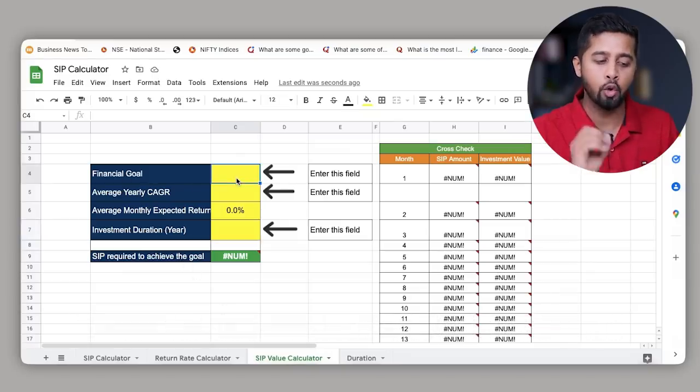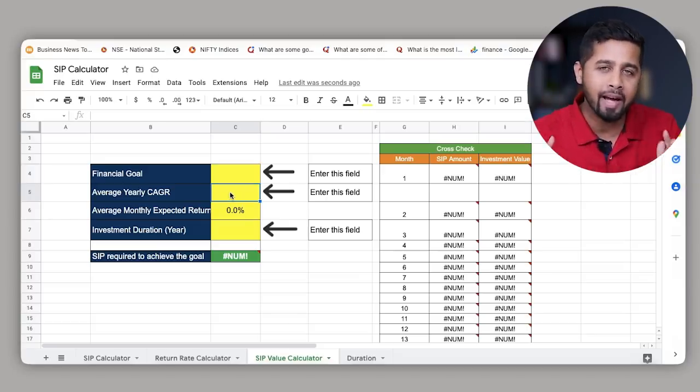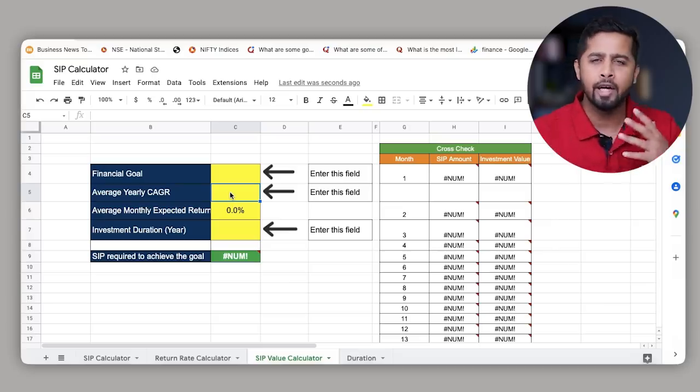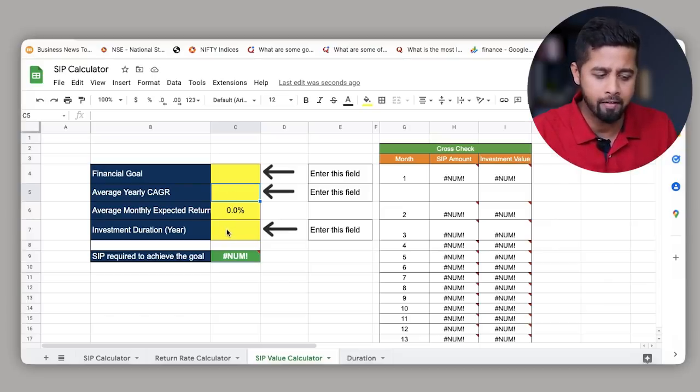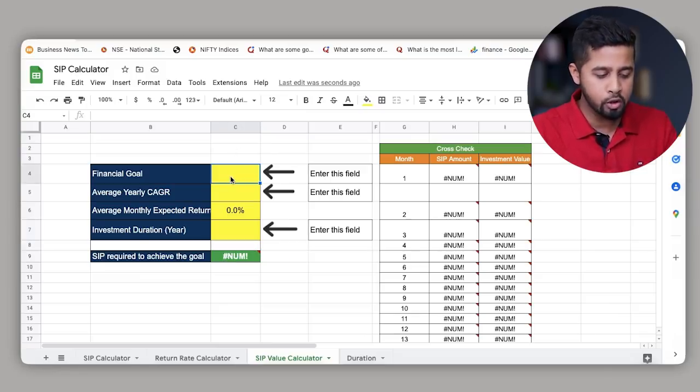Now let's take case 2, which is your SIP value. So basically here you know your financial goal, which is 10 crore rupees. Here you know a rough annual CAGR return, so let's say 12%, 14% that you can achieve. And let's say you also know your investment duration and you want to know what is the SIP you need to make. So let's put those fields.